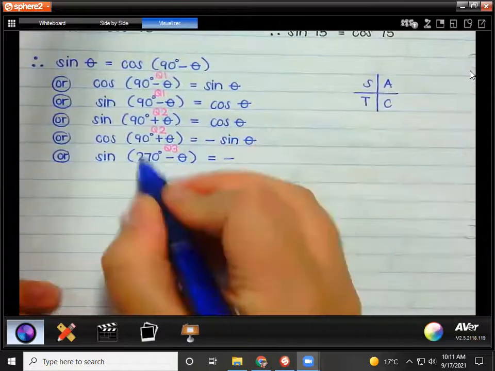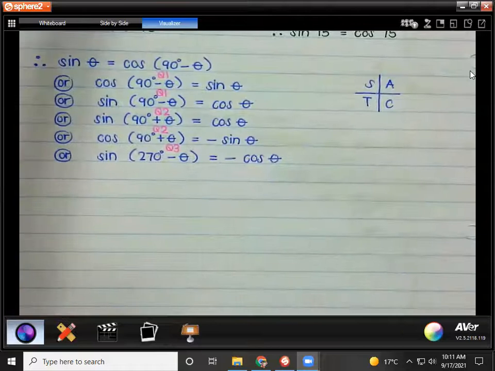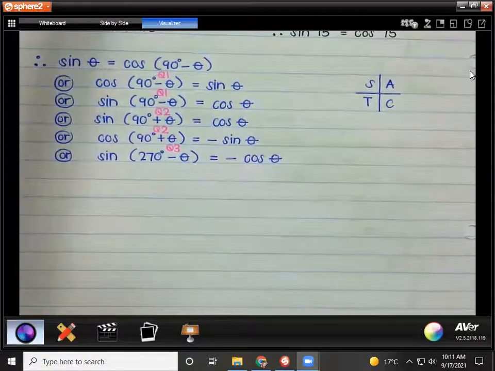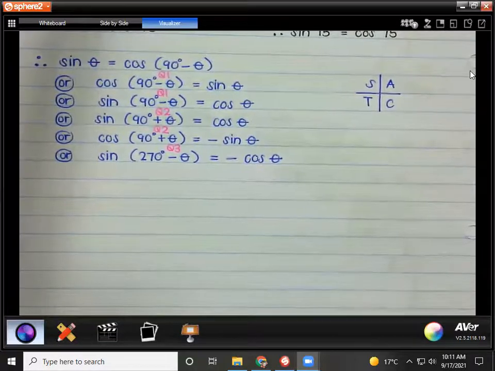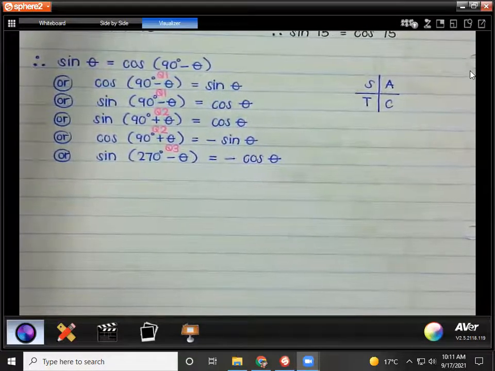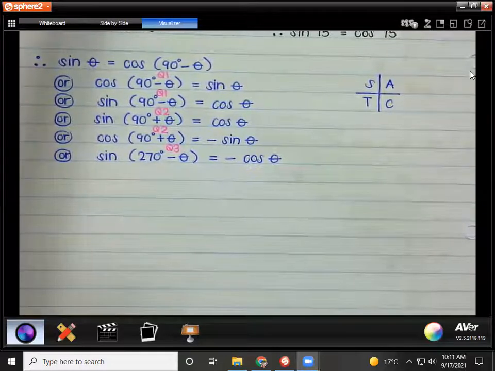Negative, but now because it's a 270, it needs to change to a cos. So with 90 and 270, guys, sine must always change to cos. Tan does have a correlation, but it's not in the syllabus. So for tan, you will never be able to use 90 or 270. For tan, you can only use 180 or 360.